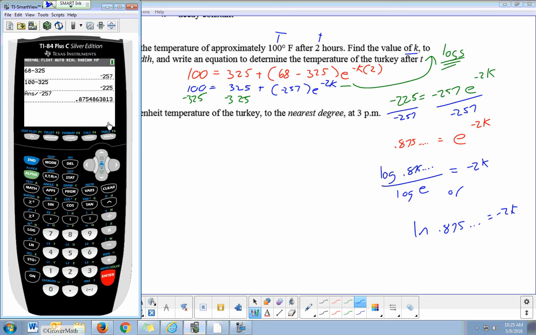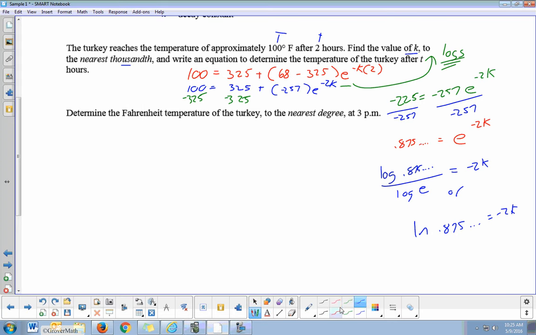Now, the reason why it's okay that we have this long number is because that's the first number I need to type in. So I'm going to do ln. Sorry, I need to tap on my arrow there. And I could do ln of second answer, and it grabs that entire decimal. Because if I were to type in ln of 0.875, I'd get something slightly different. And I'd never want to round until the very end. And so that's what negative 2k equals.